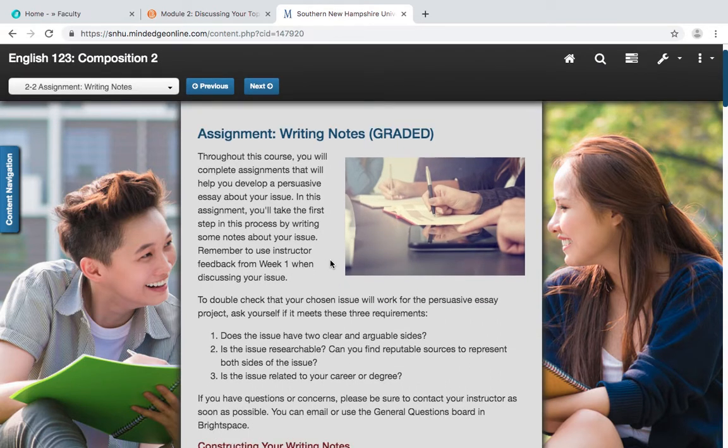Assignment, writing notes, graded. So this really is an important assignment because it is the foundation for the rough draft and the final draft of your paper. A lot of what you are asked to do with the writing notes directly translates to your paper. So you guys did a fantastic job with the journal for Module 1. And so if you keep up that level of effort, that level of unpacking your ideas, I think you'll do very well on the writing notes.